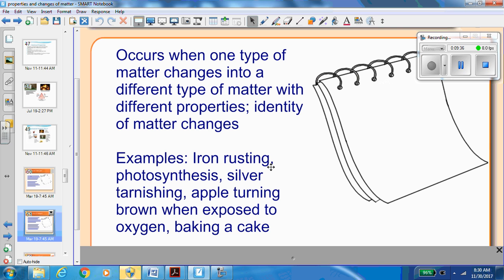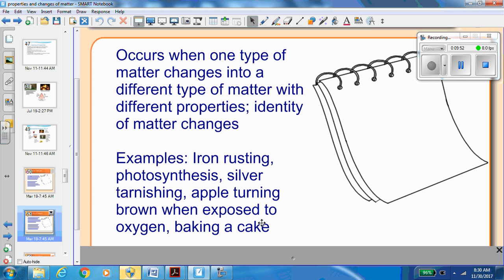Silver tarnishing, that would be silver changing its color because of some type of reactivity that has occurred. Same thing with an apple turning brown when exposed to oxygen. You're having a change in color, so that's going to be some type of reaction that's causing that change.